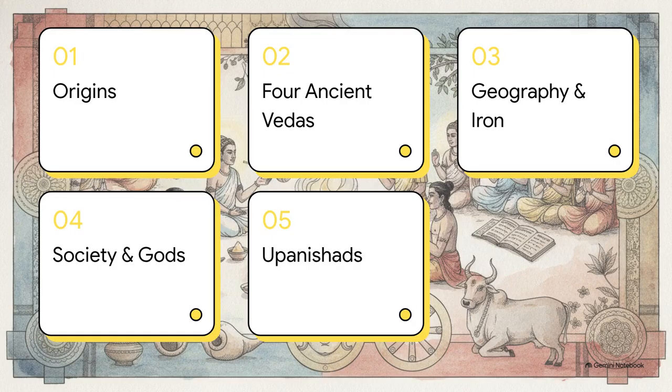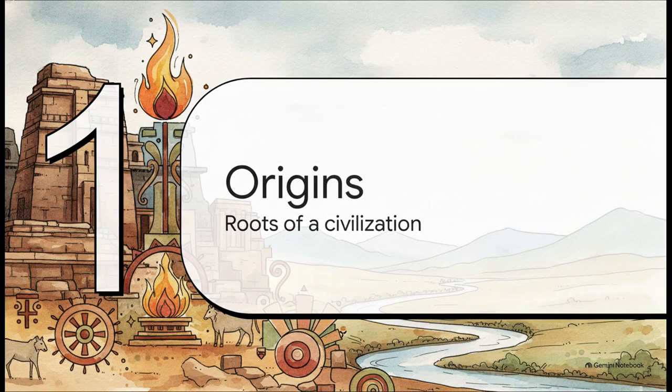Okay, let's dive right into this. Today we're going to explore the origins of the Vedic Age, the four ancient Vedas, geography and iron, society and gods, and finally, the Upanishads. Section 1. Origins of the Vedic Age, tracing the roots of a civilization.